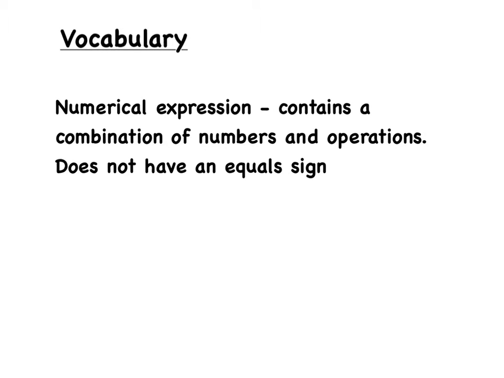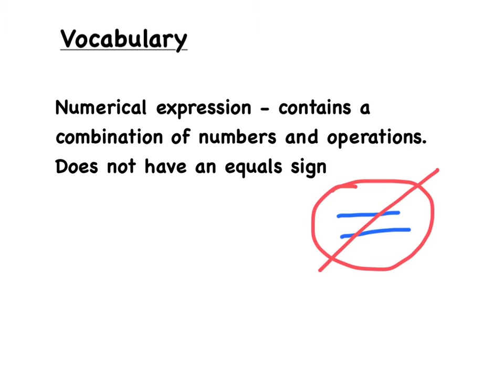A numerical expression contains a combination of numbers and operations, and it does not have an equal sign. By operations, I mean addition, subtraction, multiplication, or division. If there is an equal sign, it is called a numerical equation and not a numerical expression.